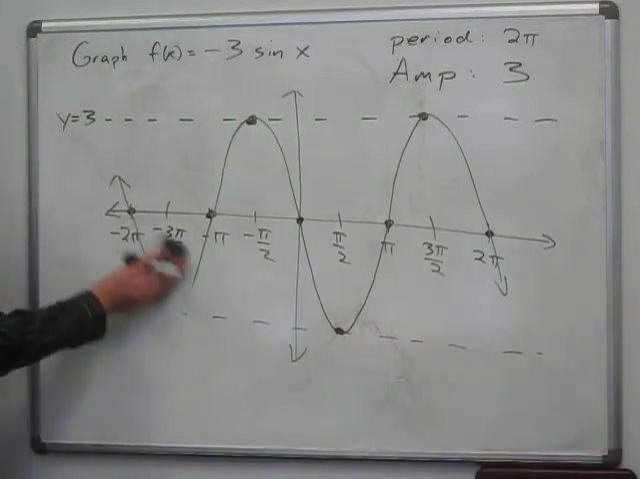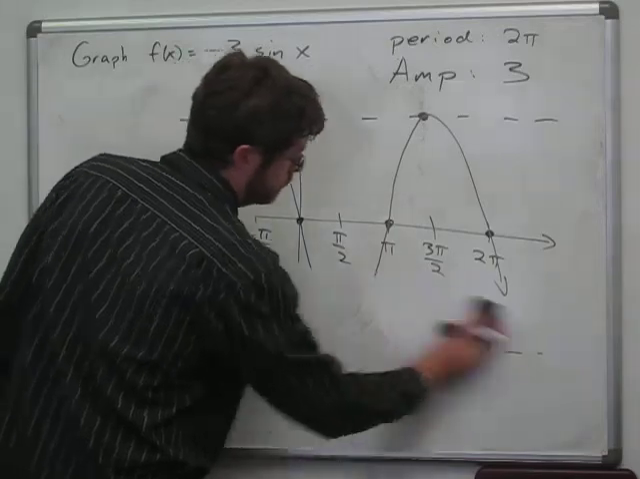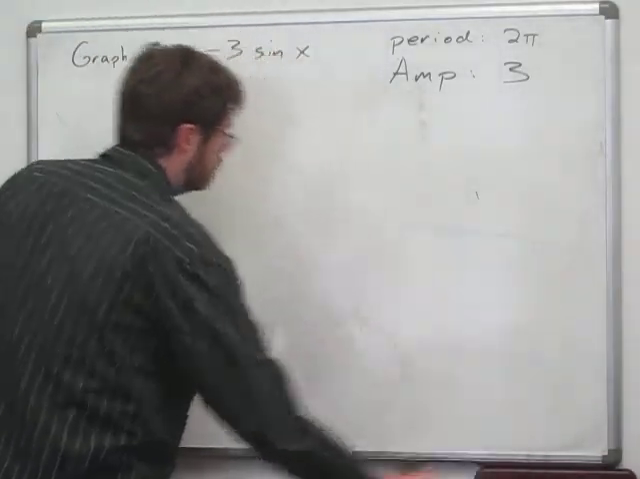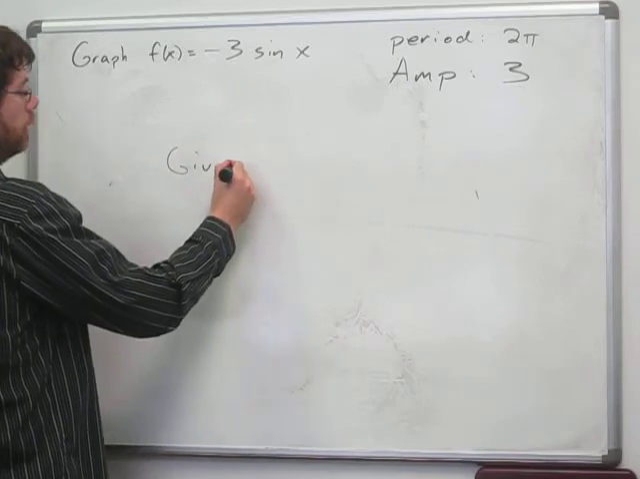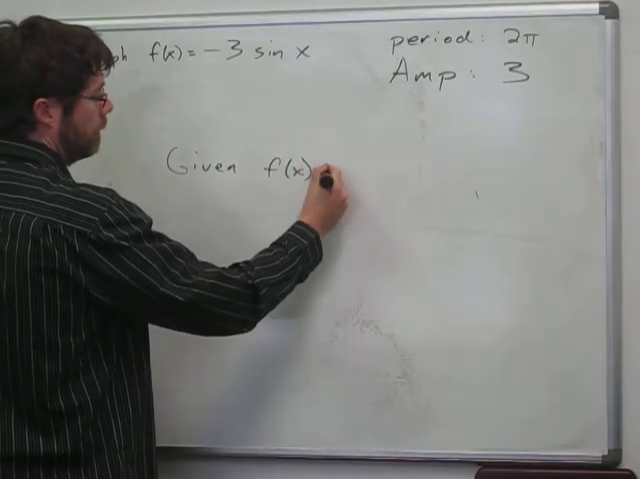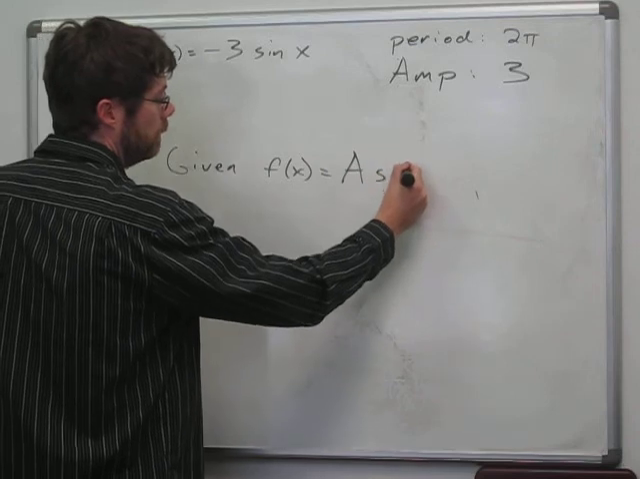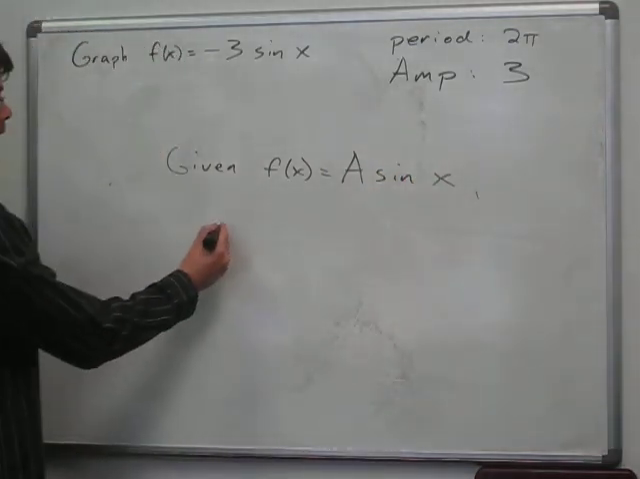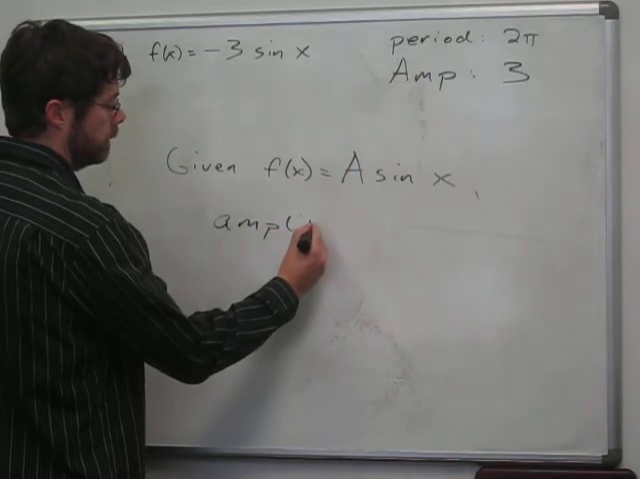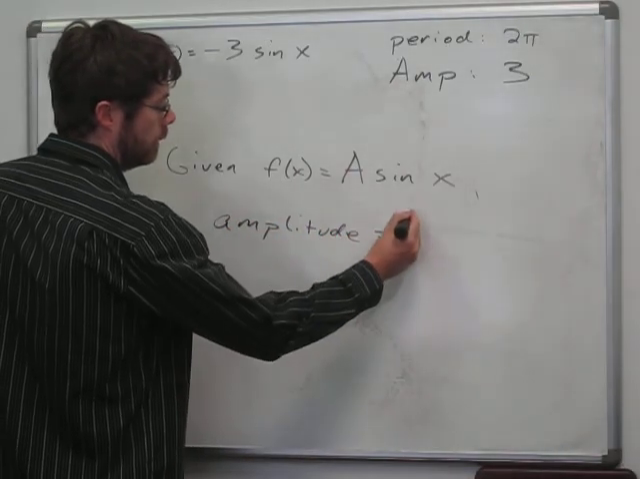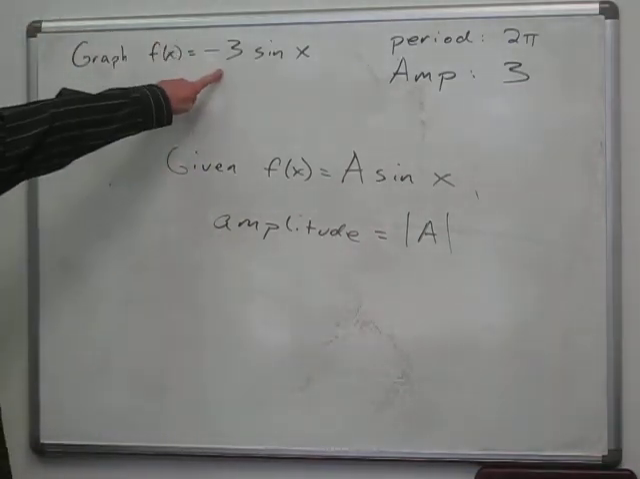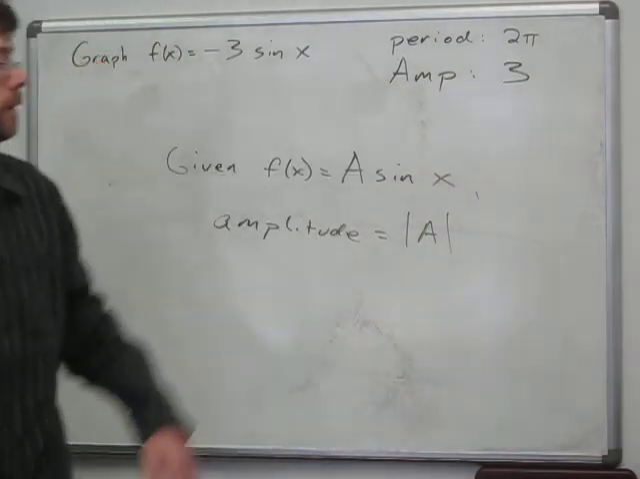In general, we have the following statement. Given f of x equal to some number a times the sine of x, the amplitude is going to be the absolute value of a. Here, our a was -3, so the amplitude was 3.